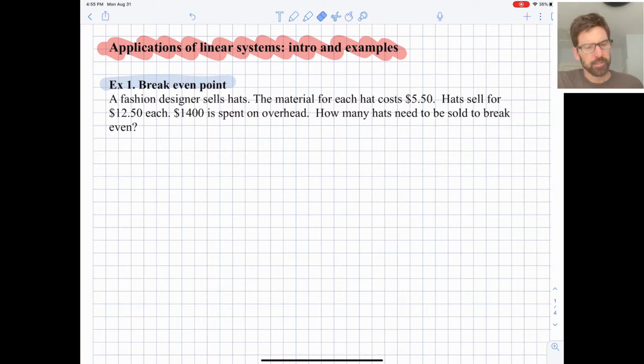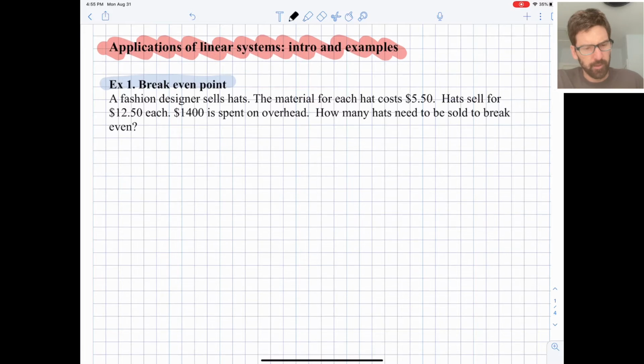Okay, so let's just define some variables first. We can say x is the number of hats, because that's what we're being asked about, right? How many hats? So let's call that x. The other thing that varies or is unknown is the dollar amount. So we're wondering how many dollars we'll be bringing in for each hat we sell, or spending for each hat that we make.